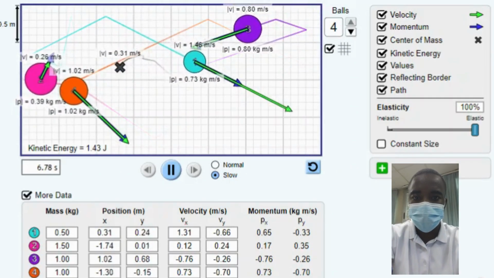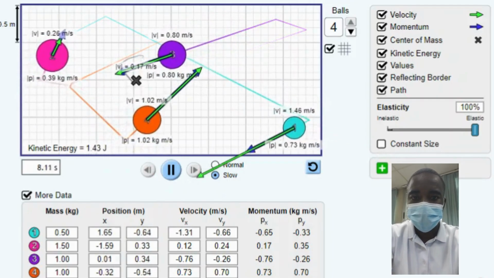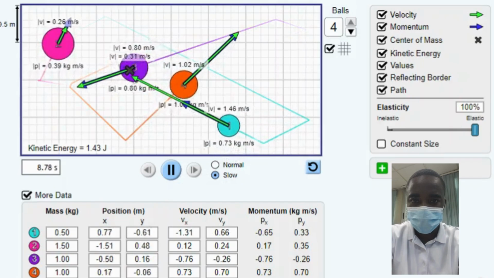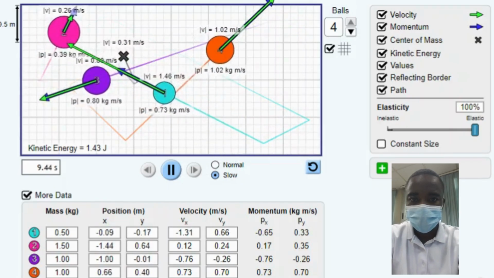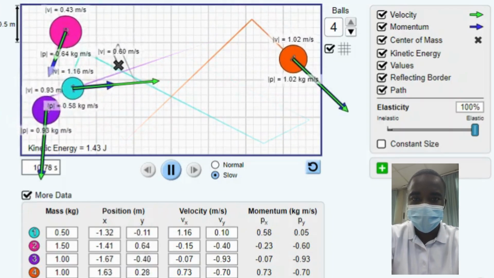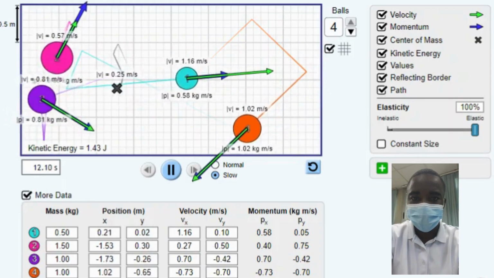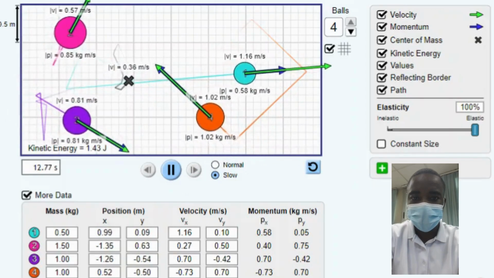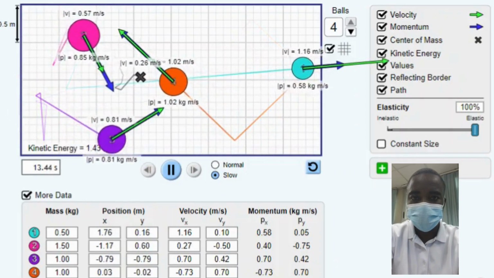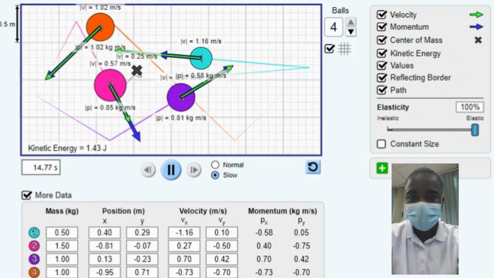The visual nature of the simulation makes abstract concepts more tangible. Students can observe the movement of the objects and the outcomes of the collisions in real time. This visual representation helps students grasp complex ideas more easily and understand the principles of collisions in a more intuitive way. One of the fundamental principles explored in the simulation is the conservation of momentum.